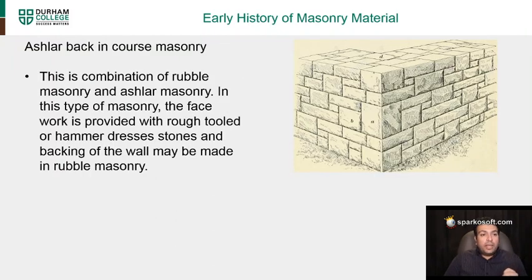Then you have the ashlar back in course masonry. Basically, this is a combination of rubble masonry and ashlar masonry. In this type of masonry, the face work is provided with rough tooled or hammer dressed stones, and the backing of the wall may be made in rubble masonry. So in the front, you'll see very square face stones, but in the back, it'll be rubble masonry or irregular stones used.